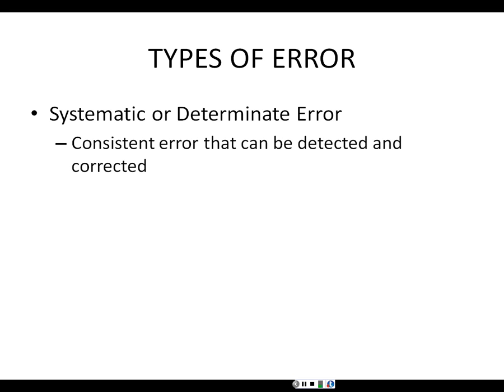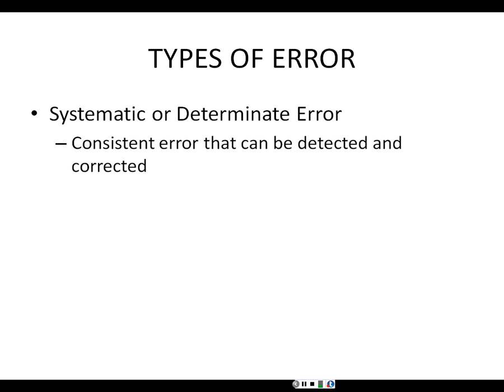The first kind of error is systematic or determinate error, and that is a consistent error. The assumption is that systematic error can be tested for, it can be corrected, and it can be eliminated. So anytime you see a result reported from a commercial lab, the assumption is that all systematic or determinate error has been eliminated. The other clue to this is that consistent error tends to be consistent in either a positive or negative direction.